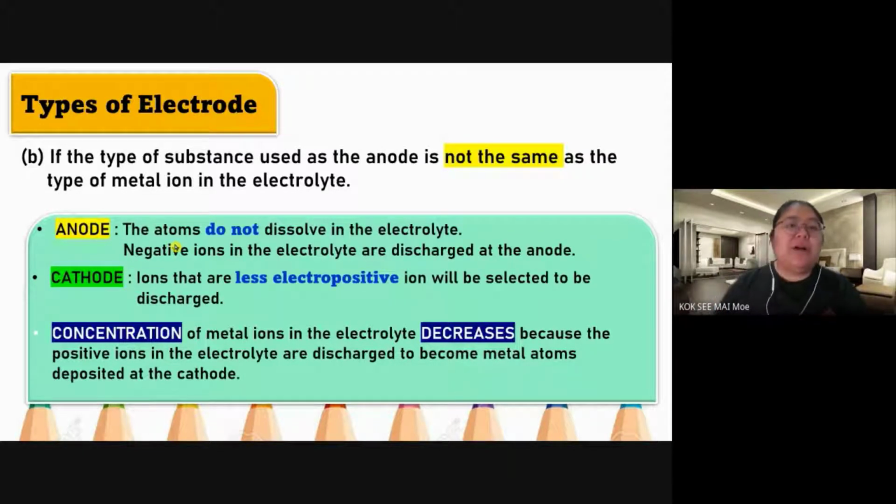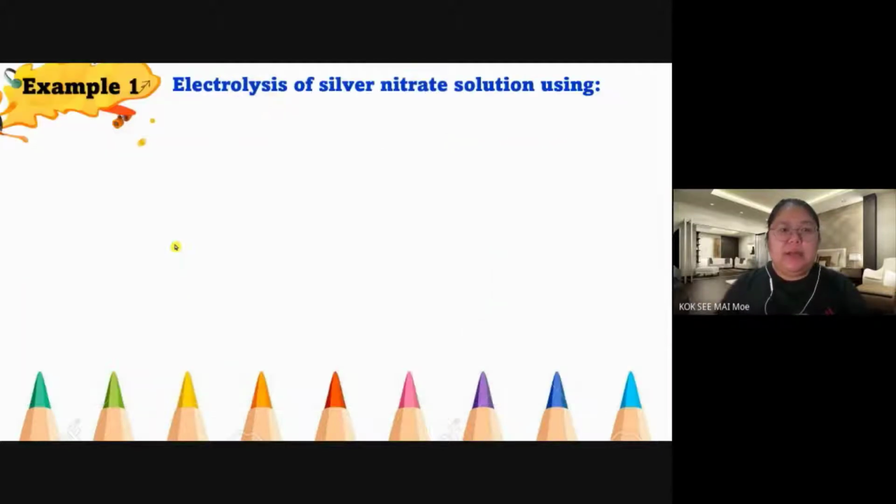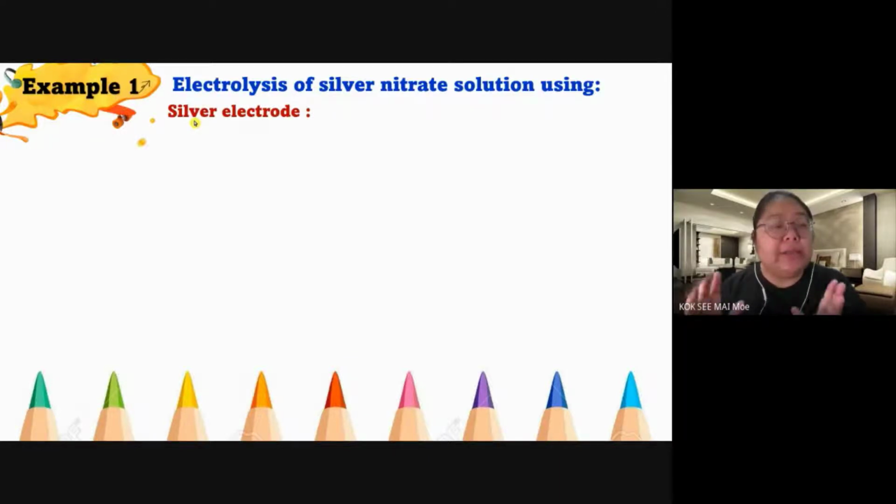Okay, now we're going to see some examples for these situations. Example 1 is electrolysis of silver nitrate solution. We see silver nitrate, the front is the positive ion and nitrate at the back is the negative ion. So from here, the electrode uses what? Silver. You can see both are the same. The solution is silver nitrate, and the electrode is also silver. So in this situation both are the same.